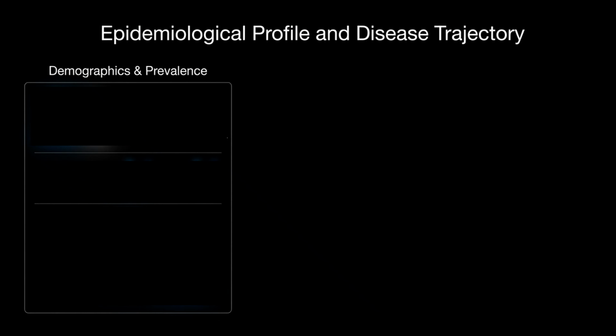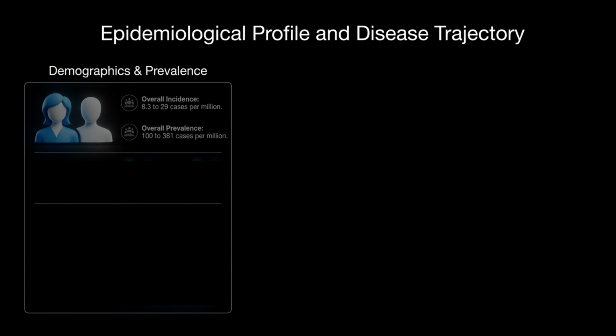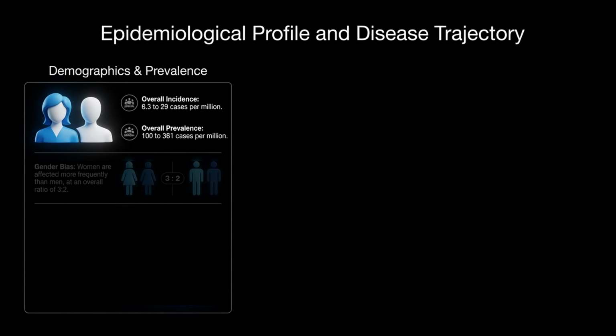Let us now move to the clinical features of MG. In terms of epidemiology, MG has an incidence ranging from 6.3 to 29 per million. Its prevalence ranges from 100 to 361 per million. Overall, women are affected more frequently than men in a ratio of approximately 3 to 2.